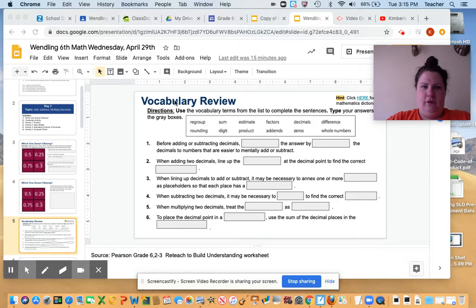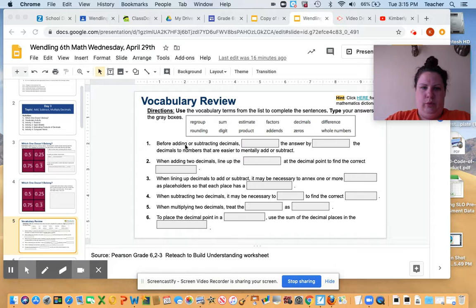Slide number 5, Vocabulary Review. Directions. Use the vocabulary terms from the list to complete the sentences. Type your answers in the gray boxes. Our word bank says regroup, sum, estimate, factors, decimals, difference, rounding, digit, product, addends, zeros, whole numbers.